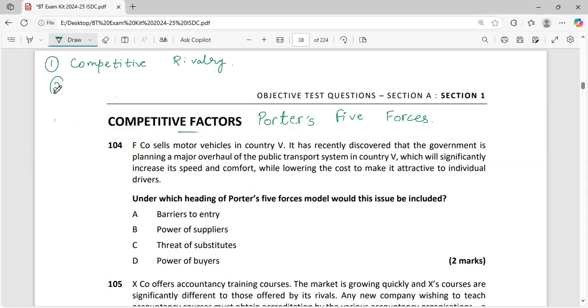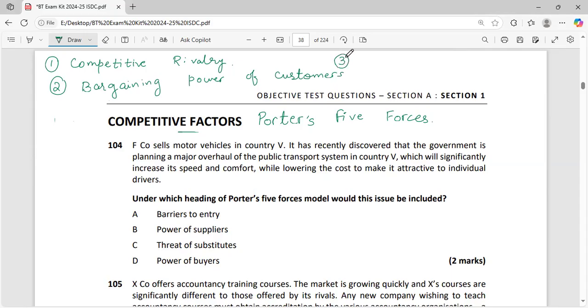Second important thing is bargaining power of customers. If there are a number of customers to purchase a particular product or service, then definitely their bargaining power will be high. Alternatively, if one of the customers is purchasing a huge quantity from us, then his or her bargaining power will be strong. So, bargaining power of customers.